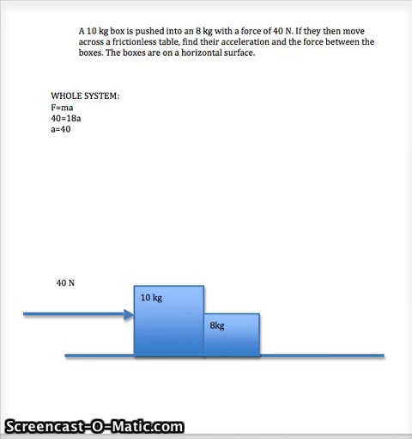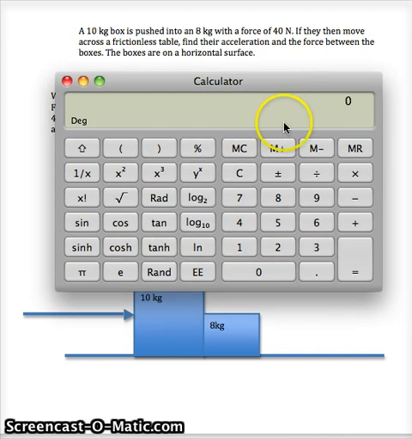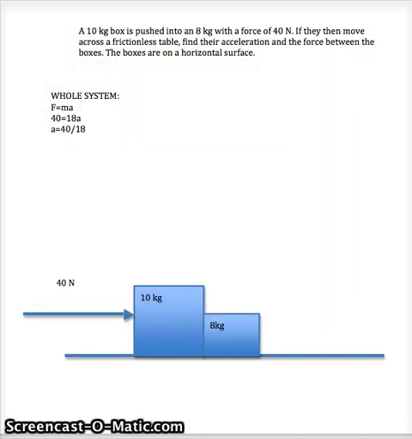40 over 18, which is 2.22 meters per second squared. Okay, so that's the whole system.